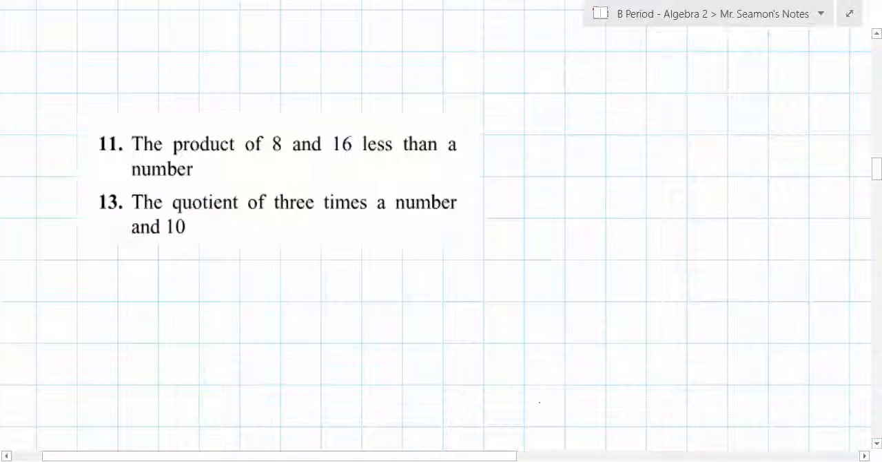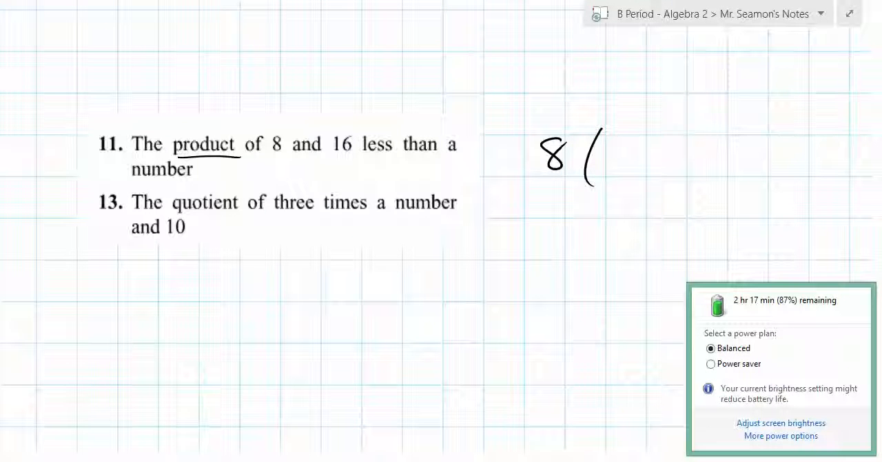So a number, the product of 8 and 16 less than a number. The product of 8 and 16 less than a number. So what does product mean? So the product of 8 and 16 less than a number. How do you write 16 less than a number?